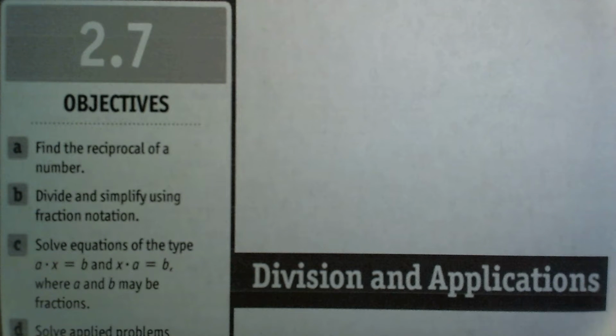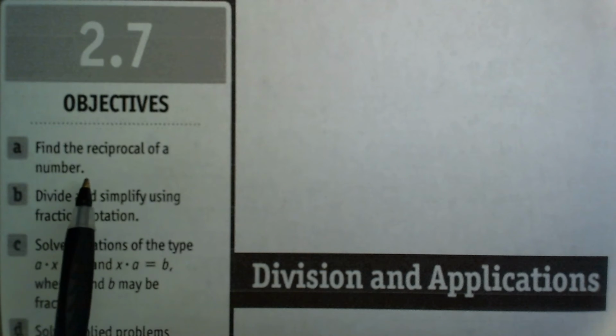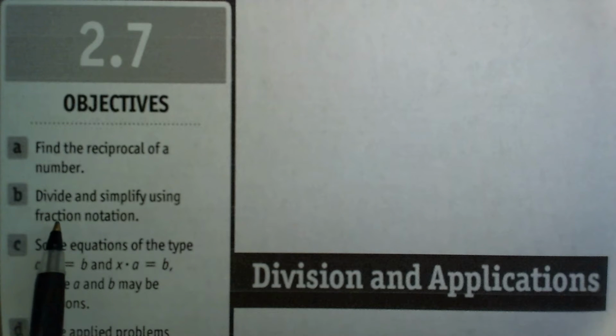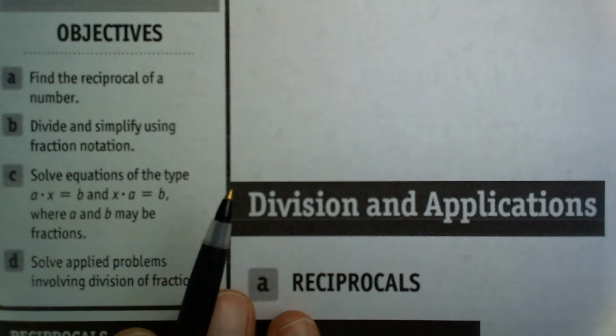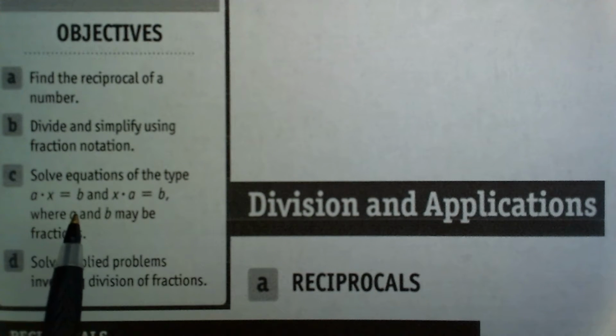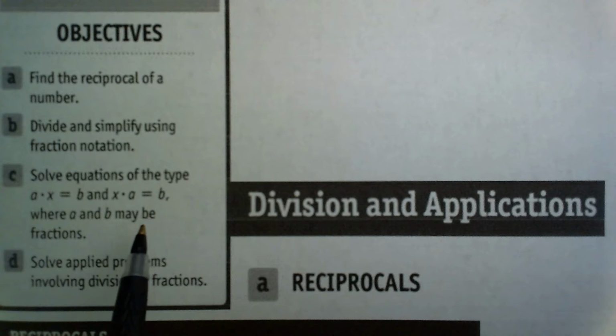In previous sections of Chapter 2, we addressed multiplication of fractions. And now in section 2.7, we are moving on to division and applications of fractions. And so here we have 4 learning objectives: number 1, find the reciprocal of a number; then how we divide and simplify fraction notation; and then how we use that to solve equations of the type ax equals b, or x times a equals b, where a and b may be fractions. And then we're going to look at some applied problems involving division of fractions.